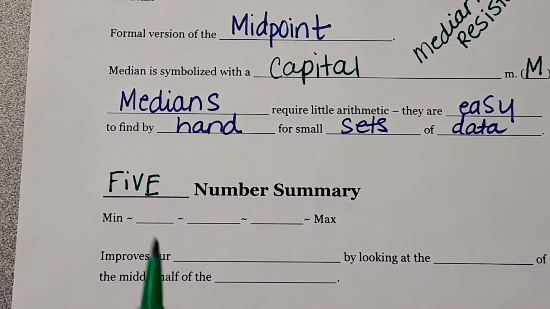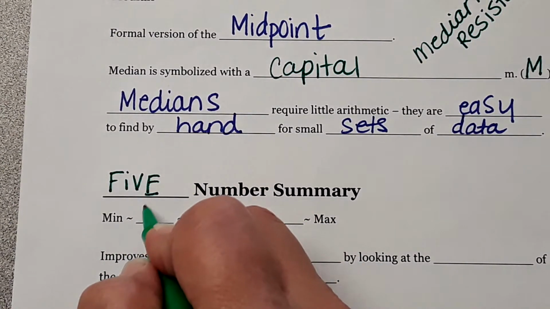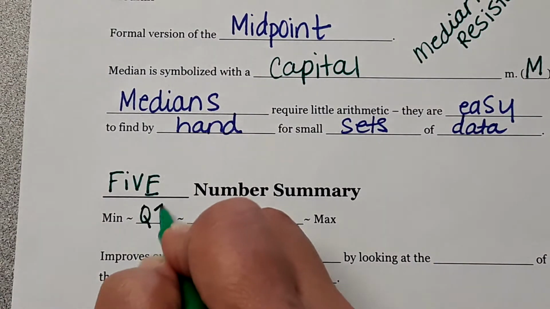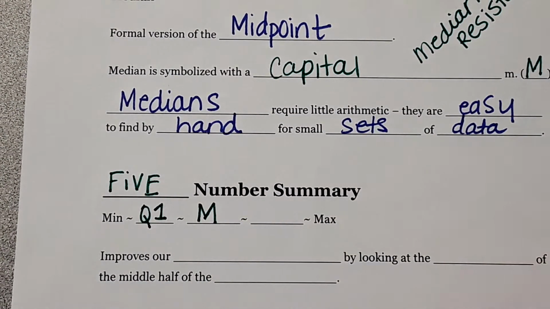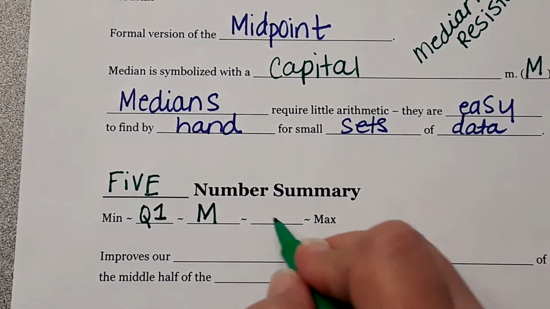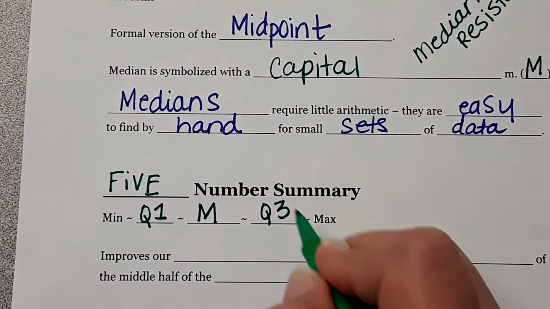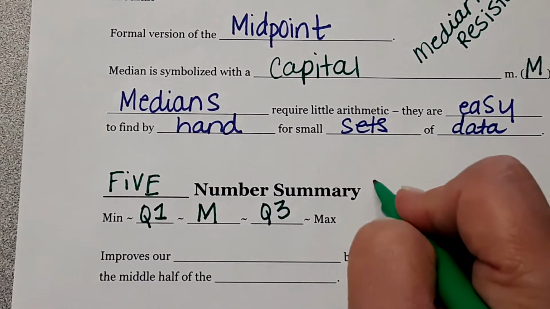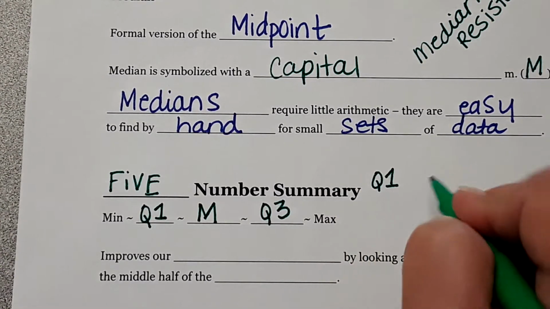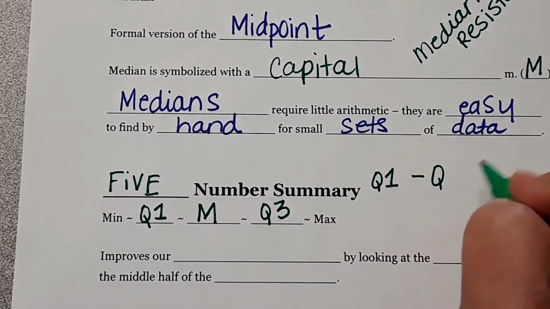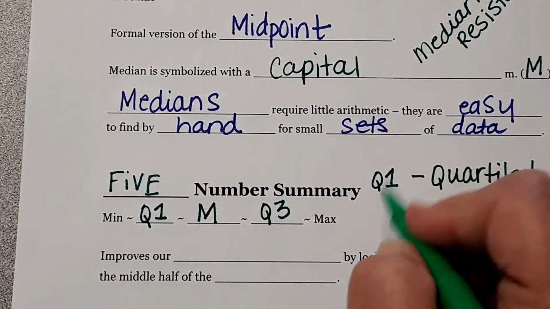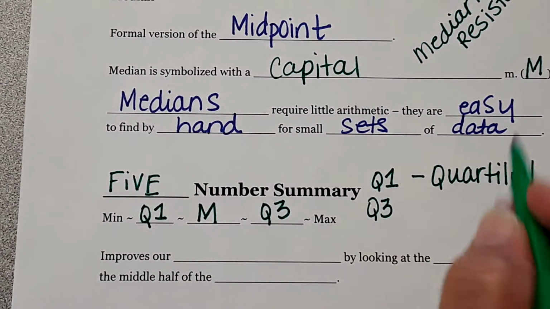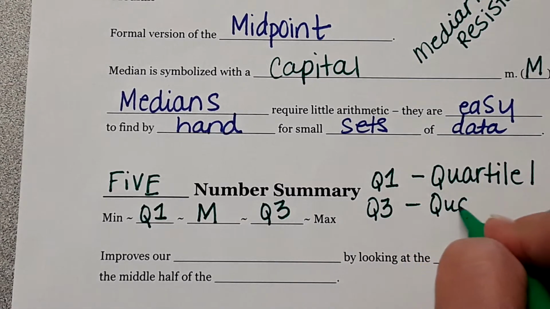So you have the minimum, okay, that's your smallest value. You have Q1, and I'm going to write what Q1 means. You have your median, remember M is for median, and then you have your quartile 3 and your maximum. So Q1 means quartile 1, and Q3 means quartile 3.